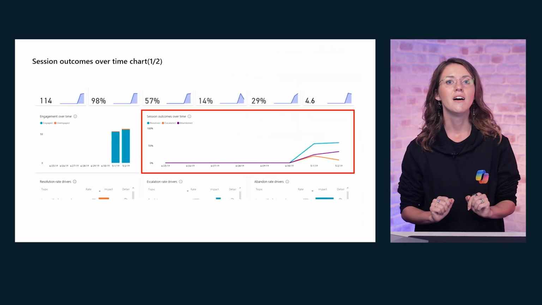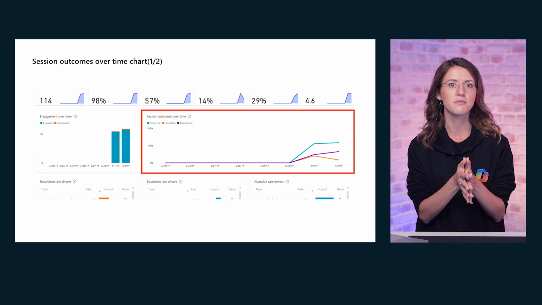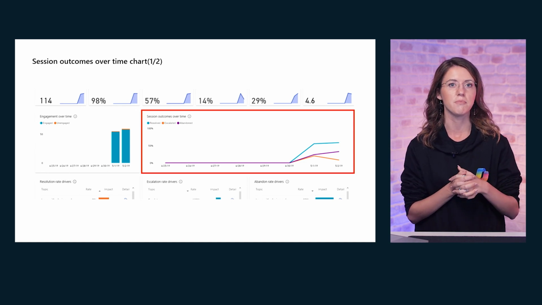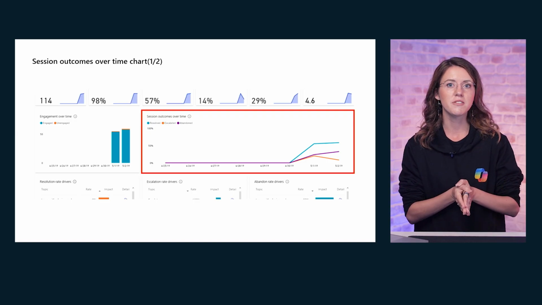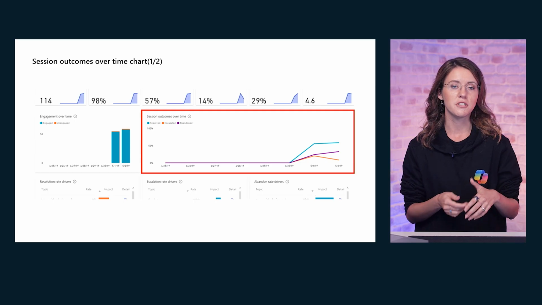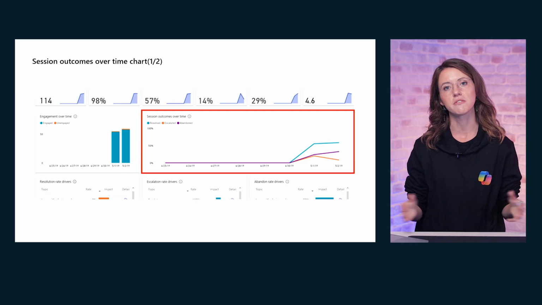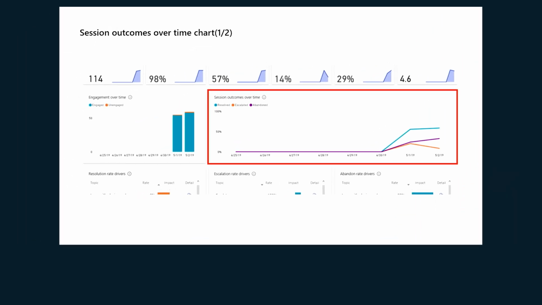On the screen, the following example explains how you might use these reports to design a better Microsoft Copilot topic. The session outcomes over time chart is shown in the following screenshot. Ideally, you want most of your sessions to be resolved. Resolution indicates that the agent and its topics are doing what they should be doing. However, you might want to know what happens if the abandon rate starts to increase.